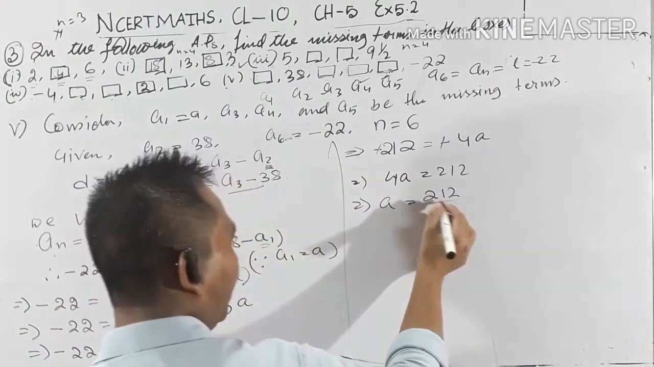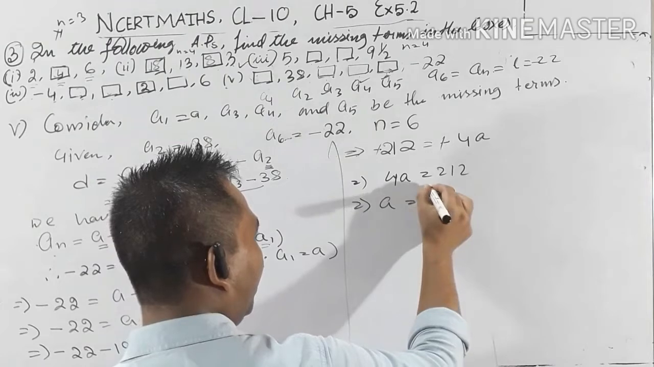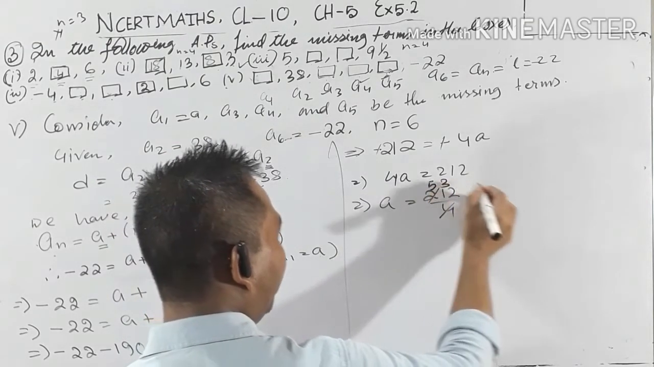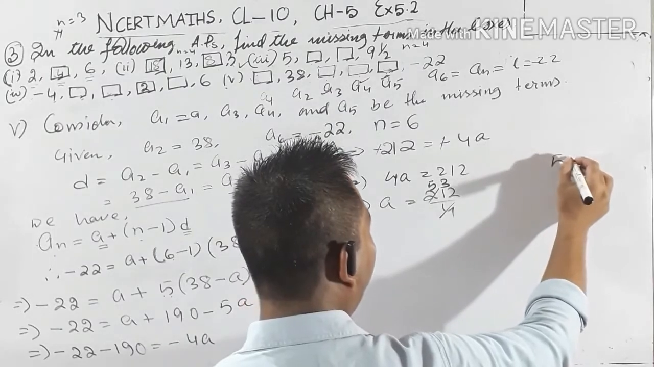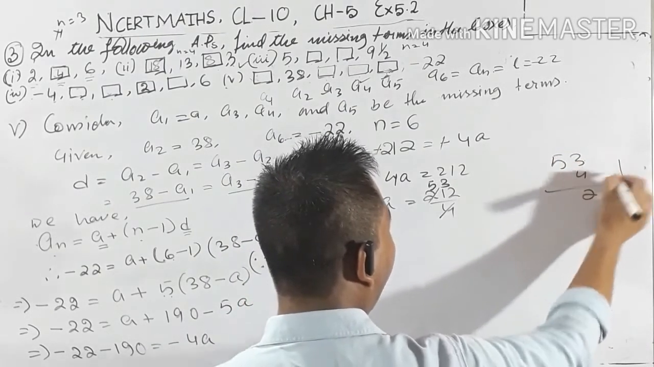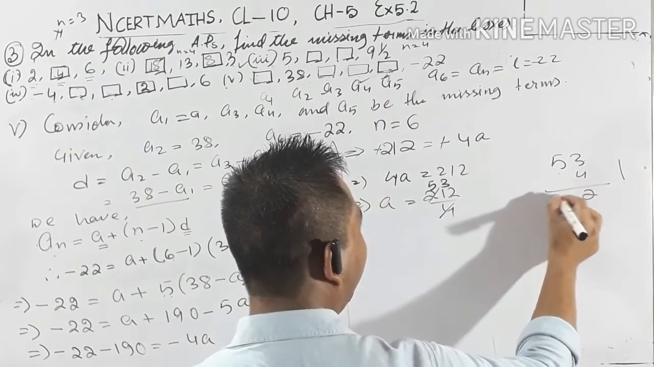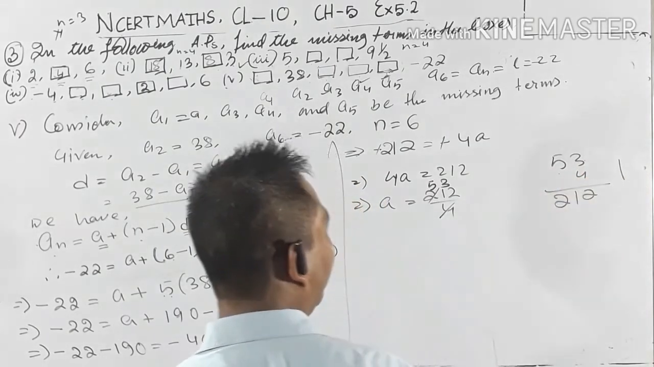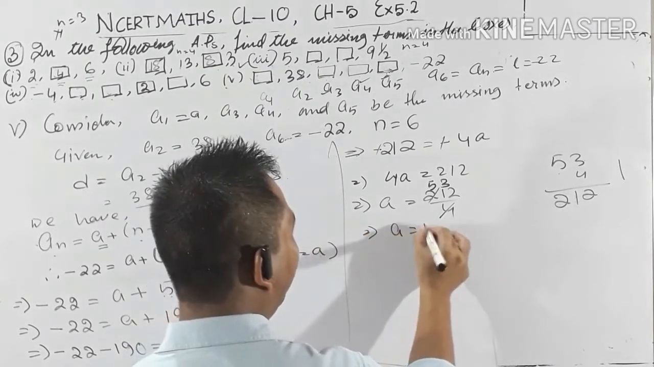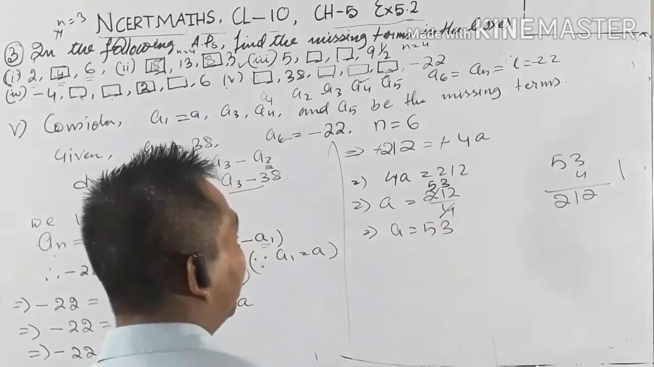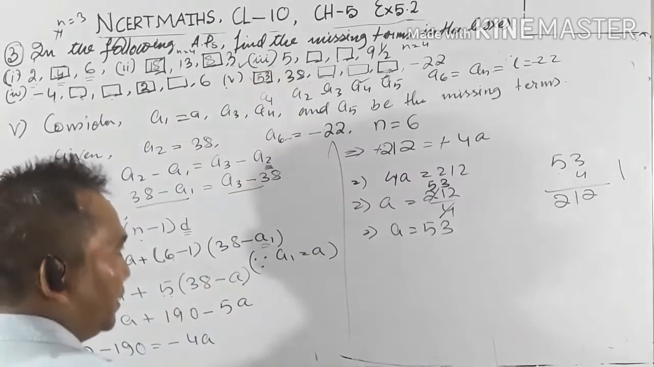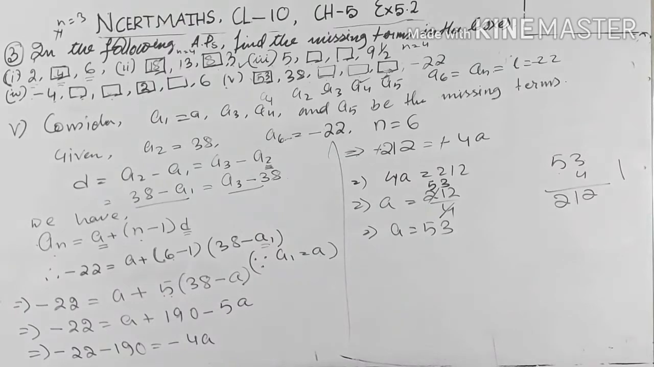It will be 4 5 20, and then 3 4 12. That means 5 times 4, 3 times 4. 3 4 12, 1 in hand, 4 5 20, then plus 1, 21, right? So a equals to how much? 53. What is the first term? 53. So in this place, 53 will come, right? There is the first missing term.